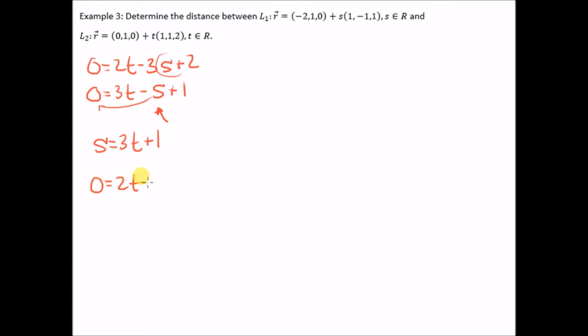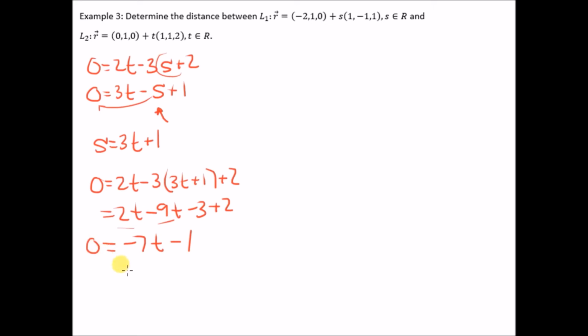0 equals 2t minus 3(3t plus 1) plus 2, so 2t minus 9t minus 3 plus 2. 2t minus 9t, I get negative 7t minus 1. And that equals 0. Okay, bring that over. I get 7t equals negative 1. So t equals negative 1 over 7.